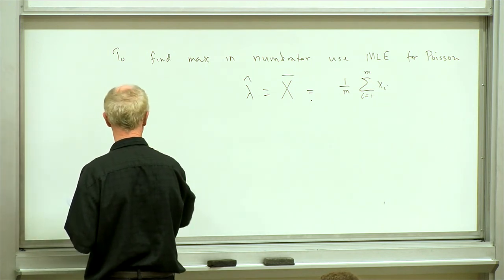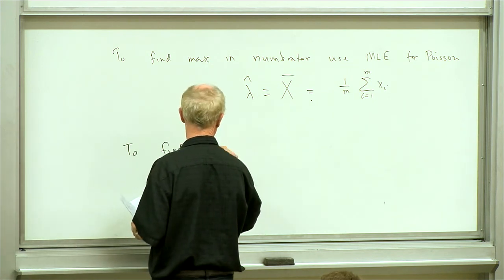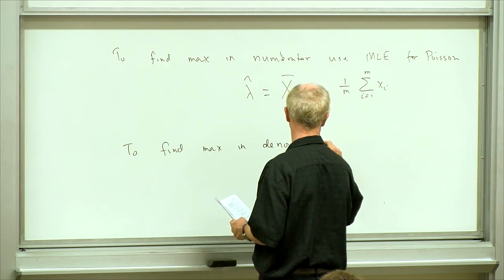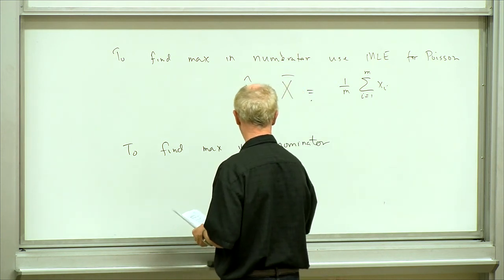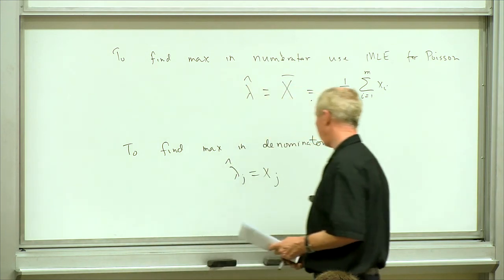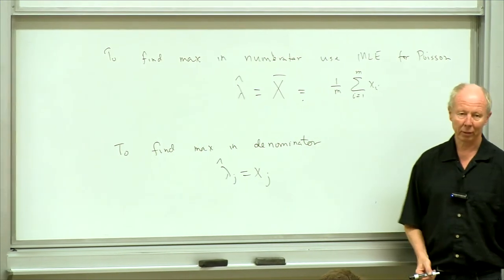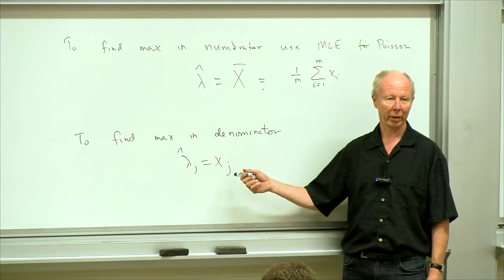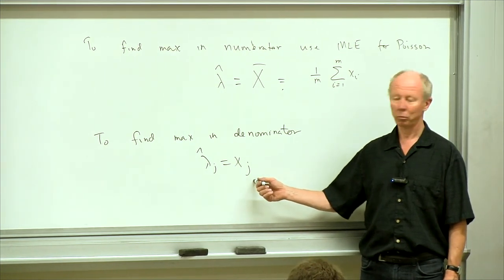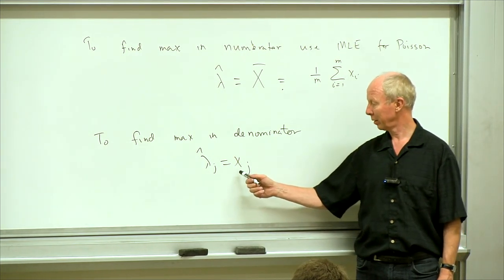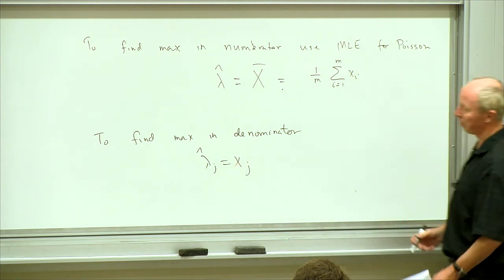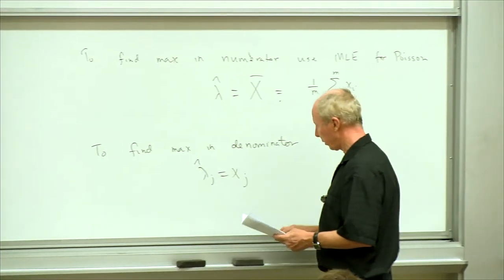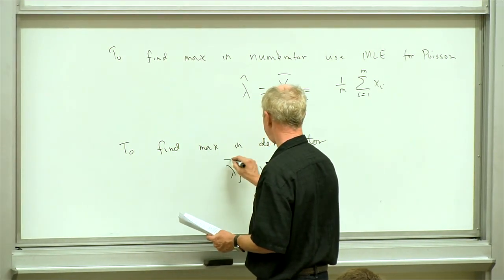To find the maximum in the denominator, well, lambda j hat is just the observed count xj. Well, this is what we expect, right? And this is the only thing we have to tell us what you might expect for the number of particles in cell j or square j. It's xj, so that should be the MLE. Okay, let's call that lambda j not hat but bar.